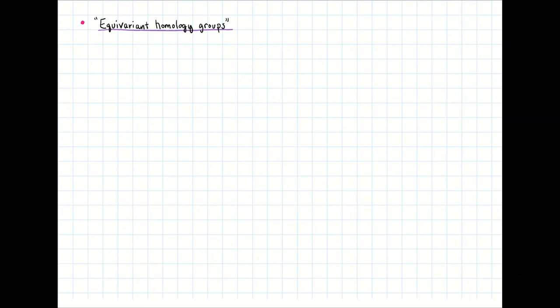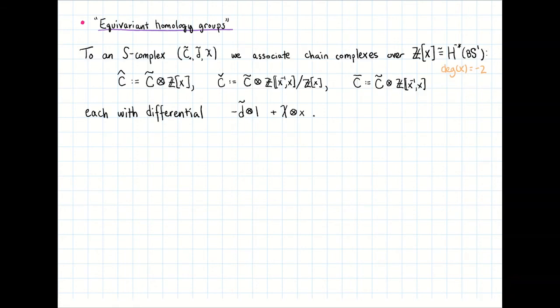Another thing we can do with an S complex is define what we call its equivariant homology groups. So given our S complex, we can associate to it 3 chain complexes over the polynomial ring Z adjoin X, which we think of as dual to the cohomology of the classifying space of a circle. So the degree of X is -2. So here we define 3 chain complexes, C from, C to, and C bar, each with the differential as written here. And the notation here is inspired from similar notation in the setting of monopole Floer homology.